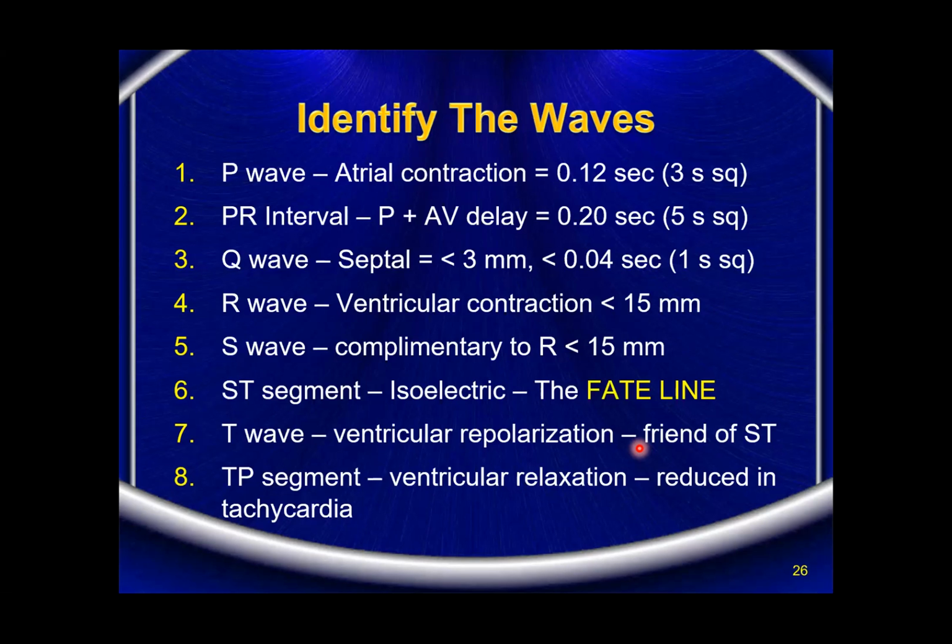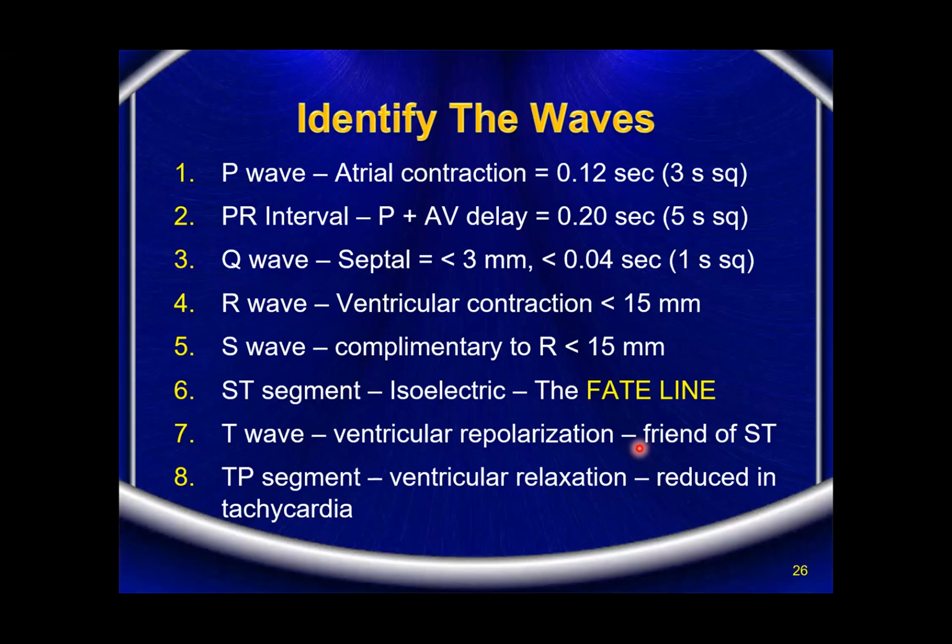When do I know it is physiological? When its amplitude down from the baseline is 3 millimeters or less, or its duration is less than 0.04. Any Q wave which is more than 3 millimeters or greater than 0.04 is called a pathological Q wave. R wave, ventricular contraction, usual amplitude is around 15 millimeters, but of course it depends upon the lead that you are looking at. S wave is complementary to R wave, that is also less than 15 millimeters.